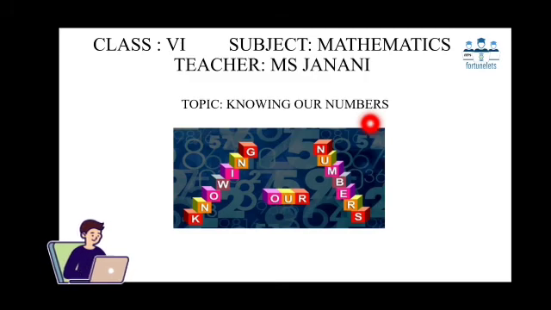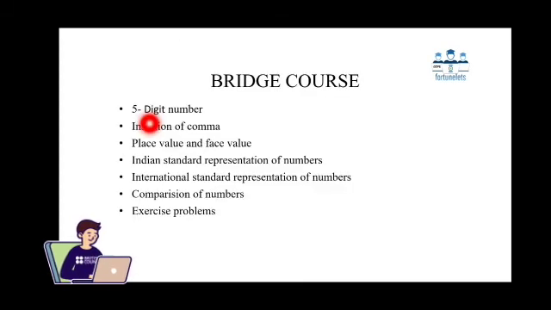Before moving on to the session, let's brush up with the concepts that you have learned in previous classes. Today you will be learning about 5-digit numbers, insertion of commas, place value and face value, Indian standard representation of numbers, international standard representation of numbers, comparison of numbers, and a few exercise problems. Now let's move on to the session.